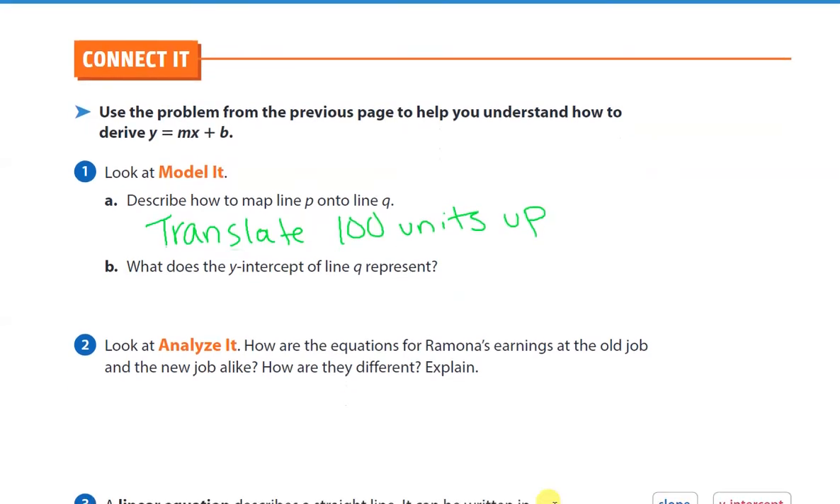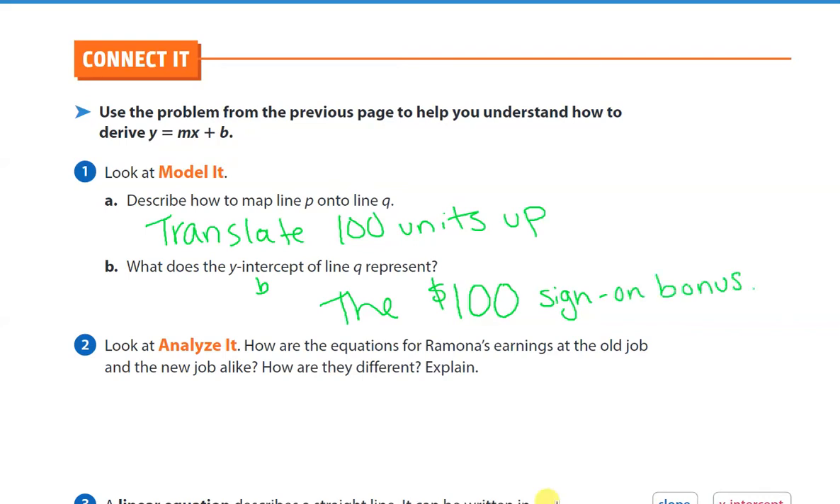What does the y-intercept, so the B, of line Q represent? What did it represent? Do you recall? You're going to watch me write it slowly. The $100 sign-on bonus. I heard you yell it at the screen.